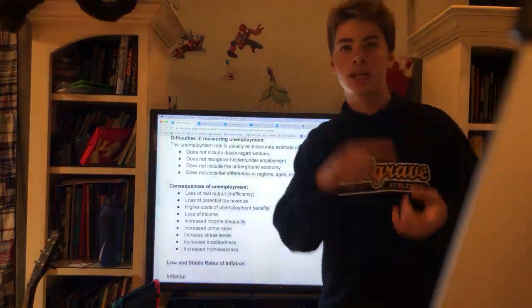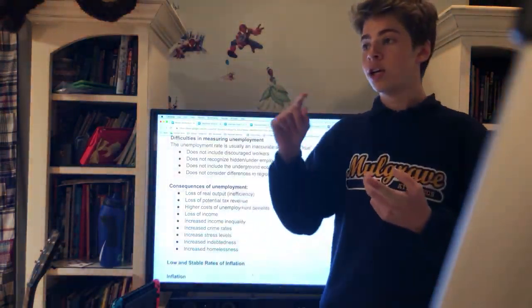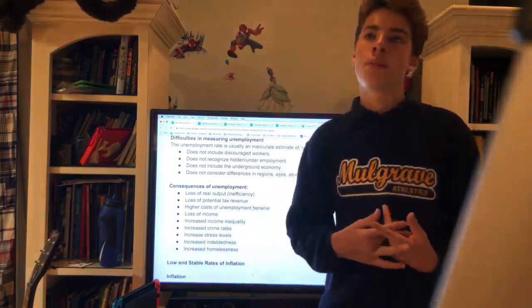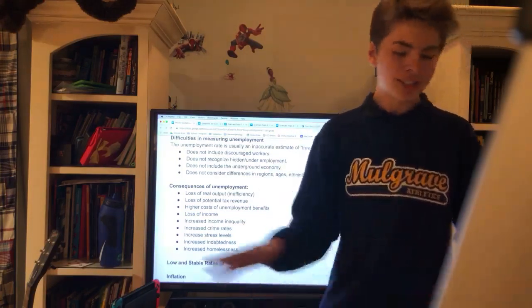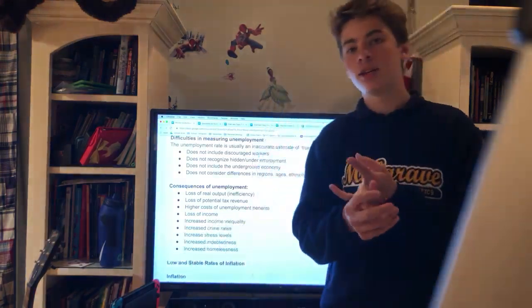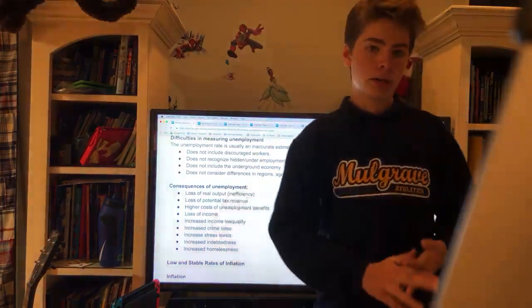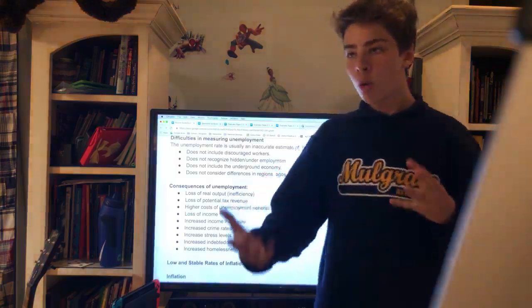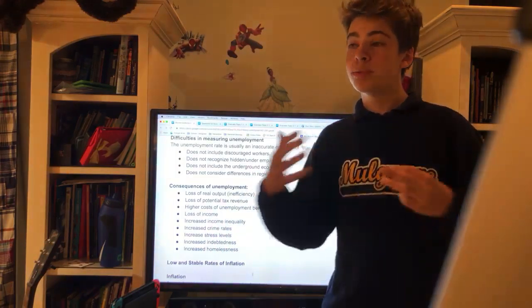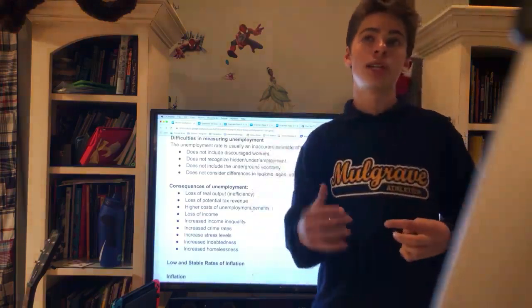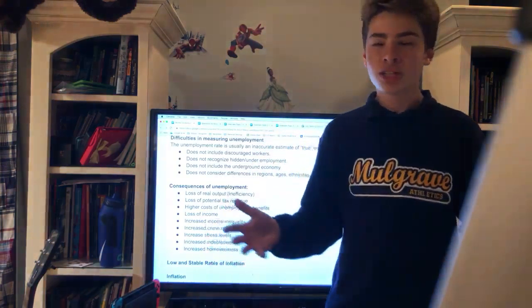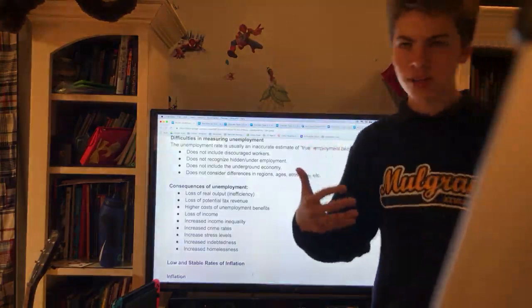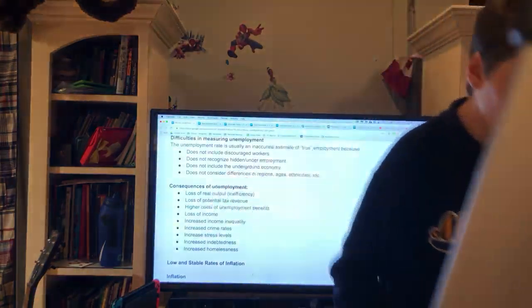One of the main problems is that, number one, it doesn't include hidden unemployment. It also doesn't include people who don't want to work, such as discouraged workers, and people who are working right now that just don't want to work. It doesn't take that into account. It also doesn't take into account the underground economy, the black market, sketchy stuff like that. And it also doesn't consider the inequality between races and how specific racial things can actually decrease their motivation in some instances, as well as their probability of getting jobs. So that's one of the difficulties in measuring this entire unemployment concept right here.